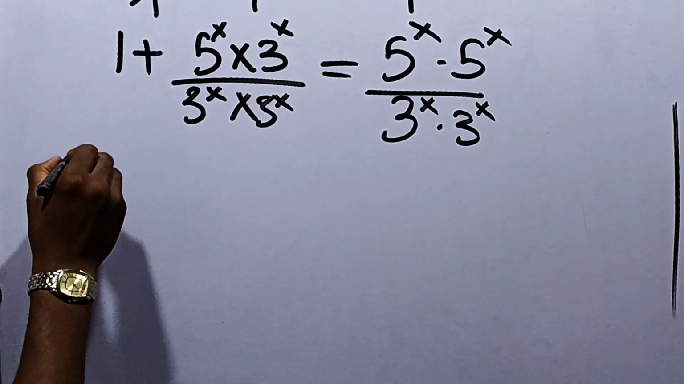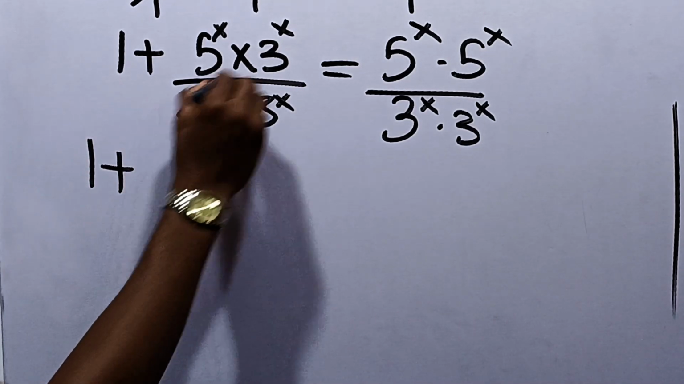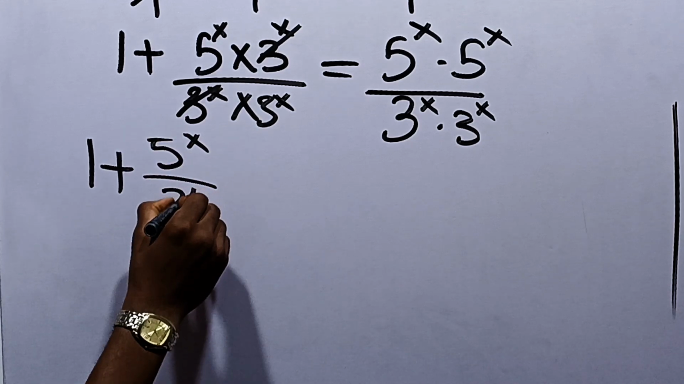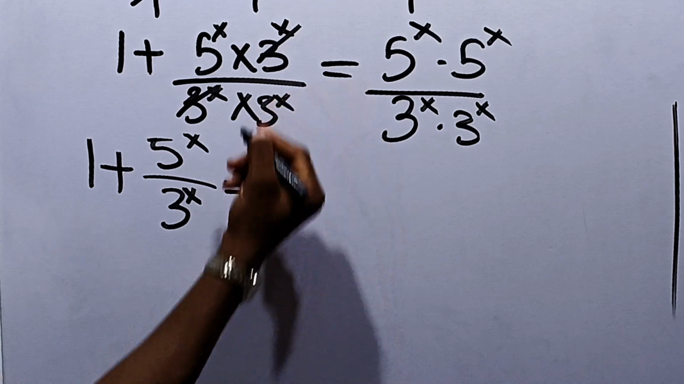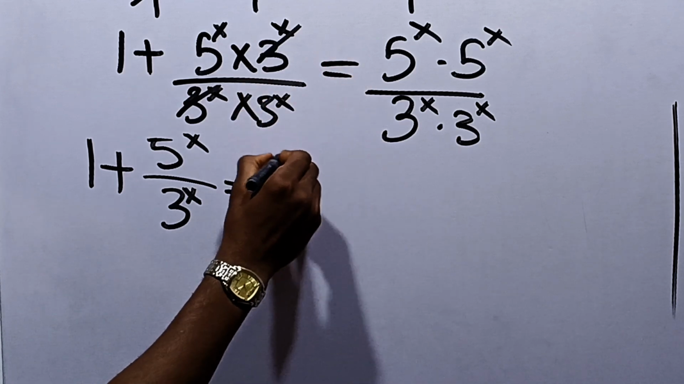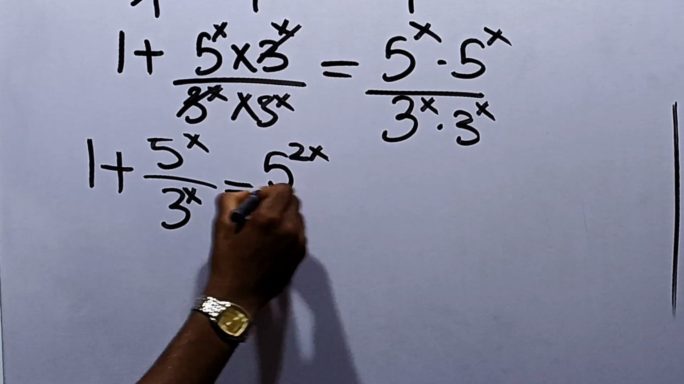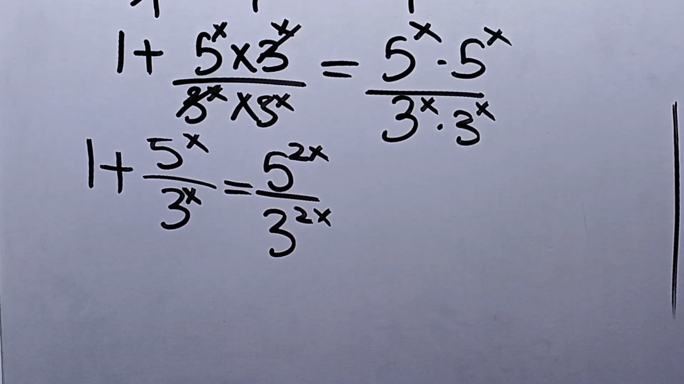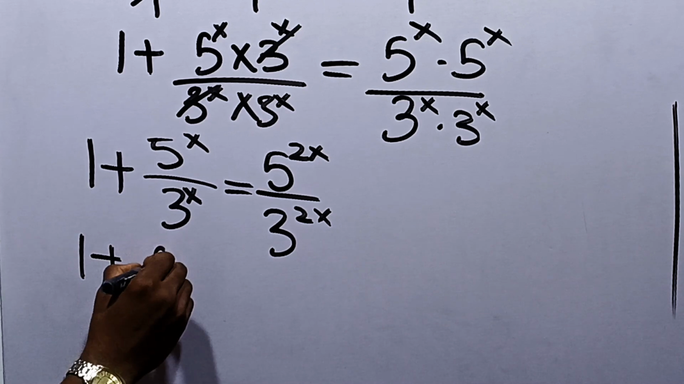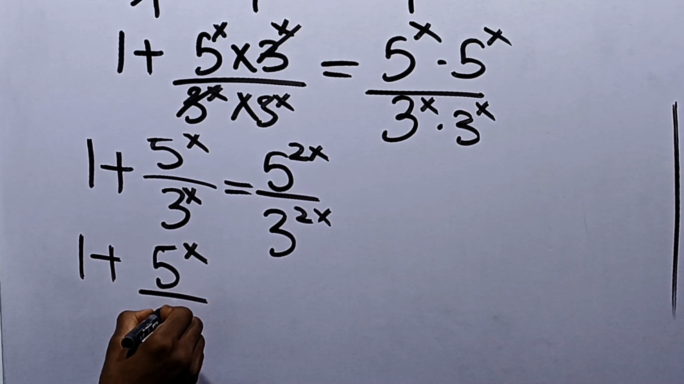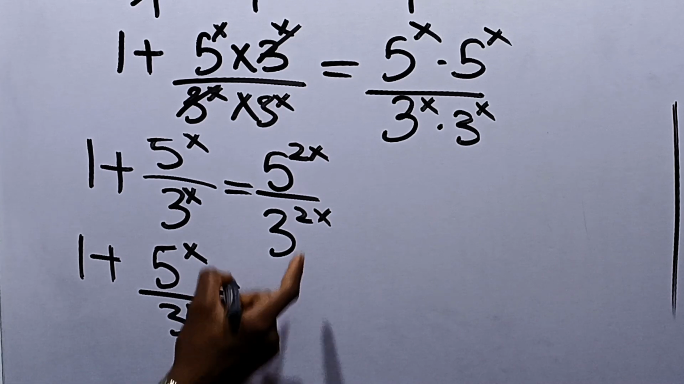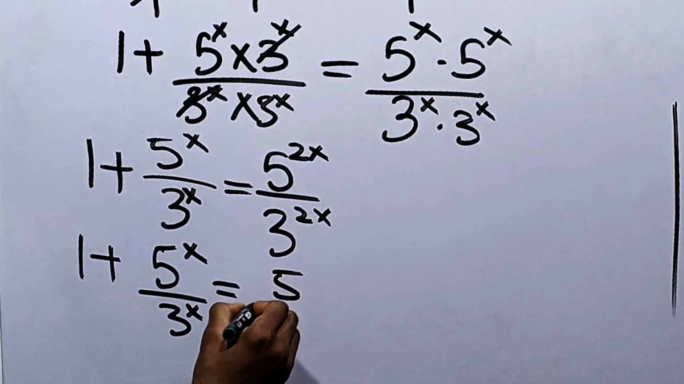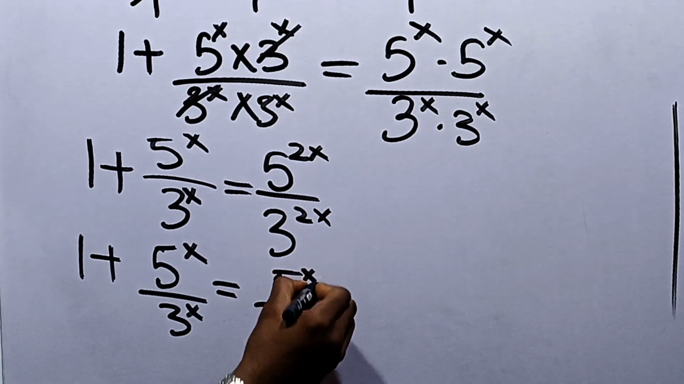Now, this is equal to 1 plus 5 raised to the power x divided by 3 raised to the power x, to be equal to, on this side, 5 raised to the power x times 5 raised to the power x, which is 5 raised to the power 2x, okay? When you add, divided by 3 raised to the power 2x, okay? Now moving on from here, this becomes 1 plus 5 raised to the power x divided by 3 raised to the power x, to be equal to, you can factor out 2 from both the numerator and the denominator at the powers, okay? To give us 5 over 3, okay?